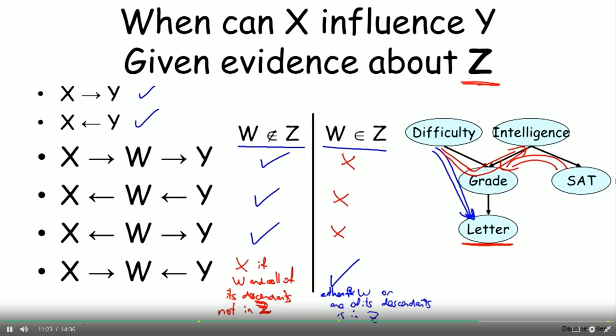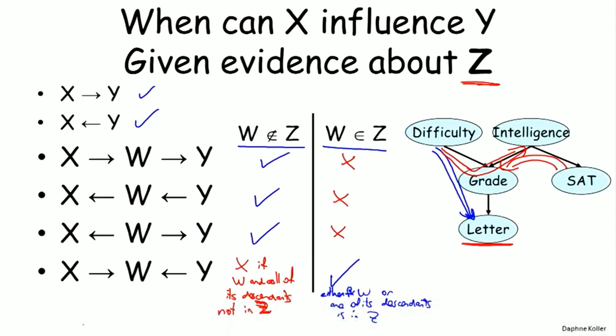This tells us a taxonomy of when influence can flow through an intervening variable. And now we can take that and we can put it together.